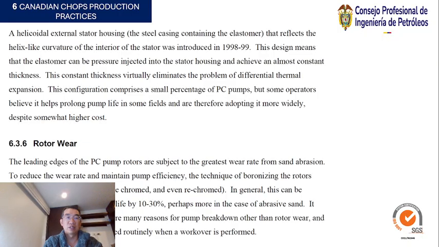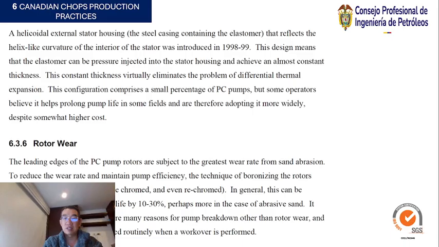6.3.6 Rotor wheel. The leading edges of the PC pump rotors are subjected to the greatest wear rate from sand abrasion. To reduce the wear rate and maintain pump efficiency, the technique of bronzing the rotors was developed. In general, this can be expected to increase pump rotor life by 10 to 30%, perhaps more in the case of abrasive sand.